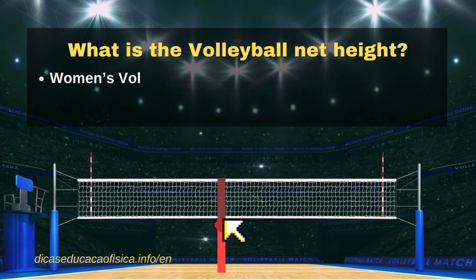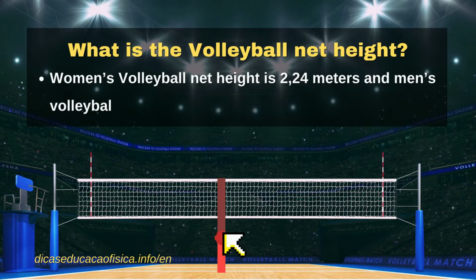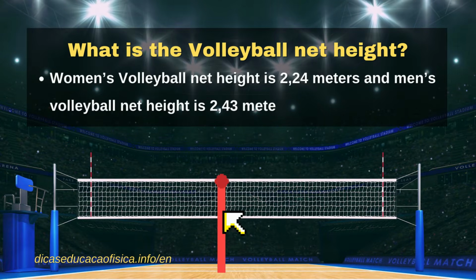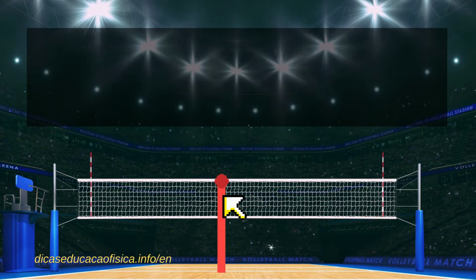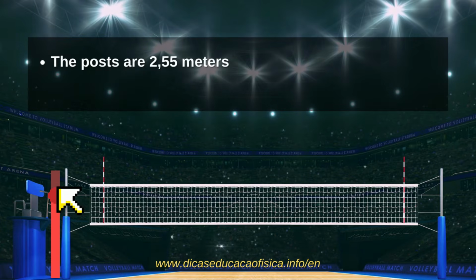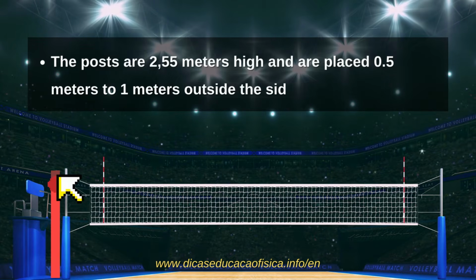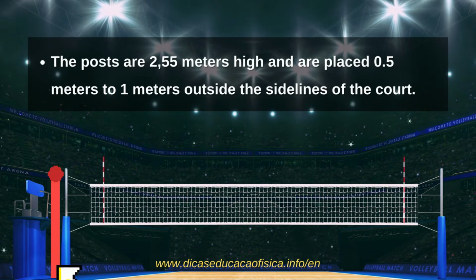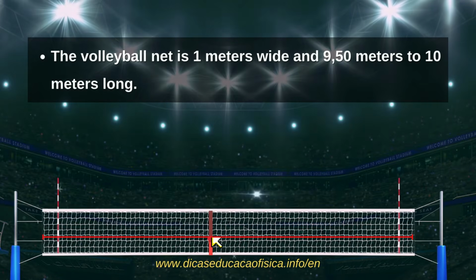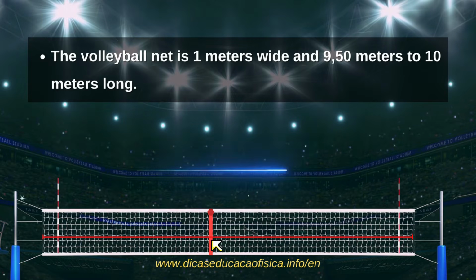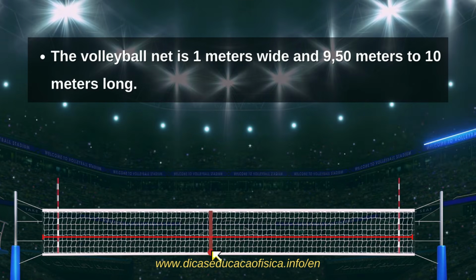What is the volleyball net height? The height of the women's volleyball net is 2.24 meters, 7.35 feet, and the height of the men's volleyball net is 2.43 meters, 7.97 feet. The posts are 2.55 meters, 8.35 feet, high and are placed 0.5 meters, 1.7 feet, to 1 meter, 3.3 feet, outside the sidelines of the court. The volleyball net is 1 meter, 3.3 feet, wide and 9.50 meters, 31.2 feet, to 10 meters, 32.8 feet, long.